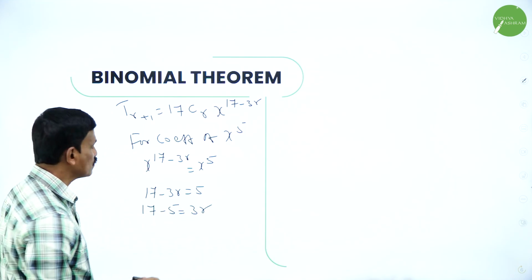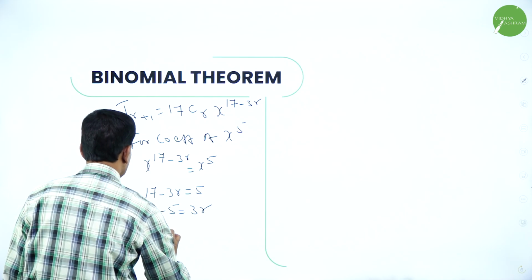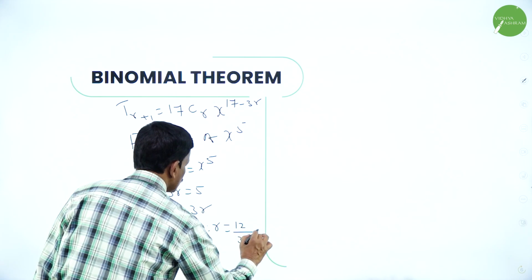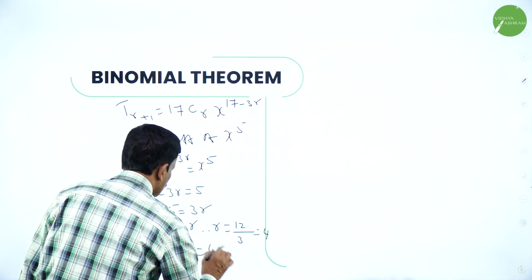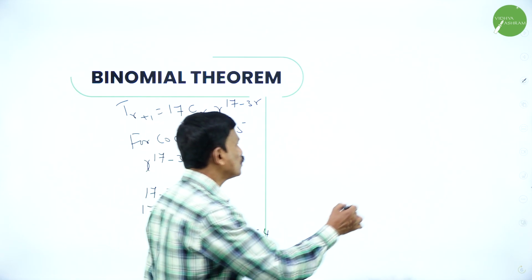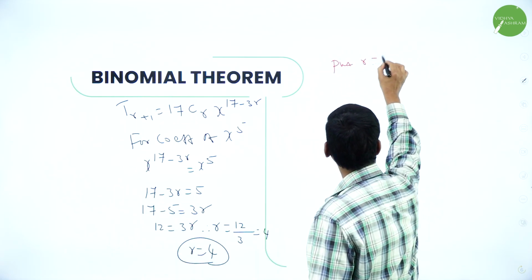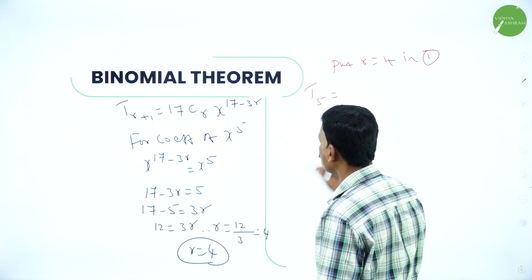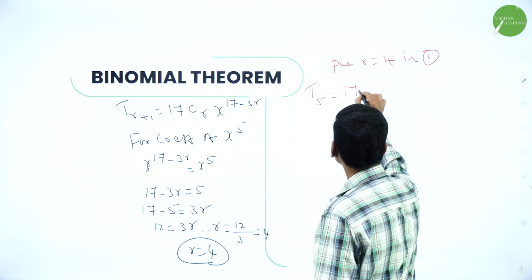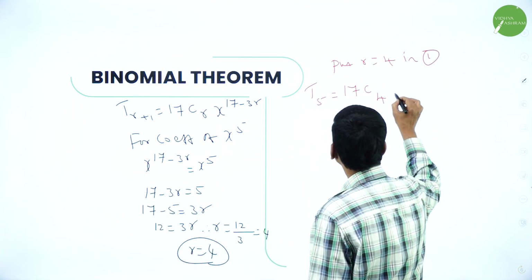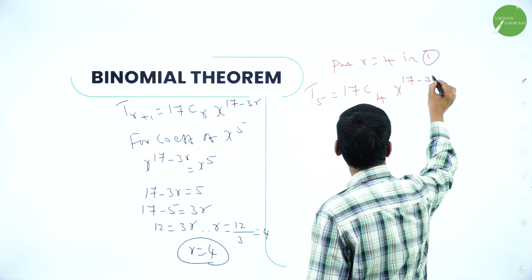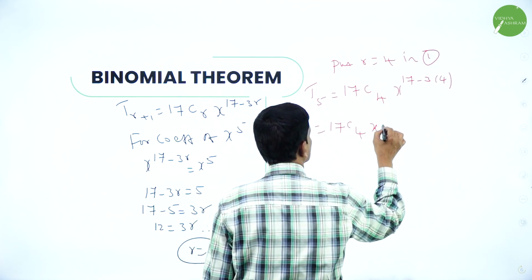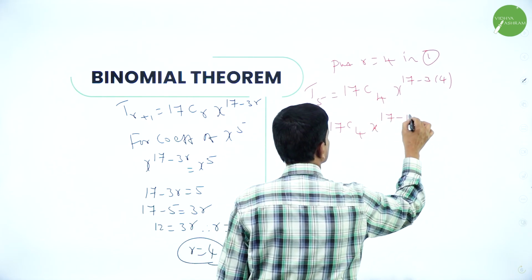What is 17 minus 5? 17 minus 5 is equal to 12. 12 is equal to 3r. Therefore r is equal to 12 by 3, that's equal to 4. r is equal to 4. Now put r is equal to 4 in equation number 1. So you will get 4 plus 1, T5 is equal to 17c4 x to the power of 17 minus 3 into 4. So this is 17c4 x to the power of 17 minus 12.